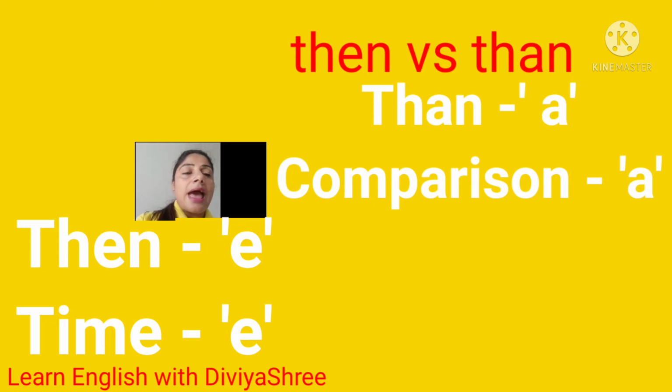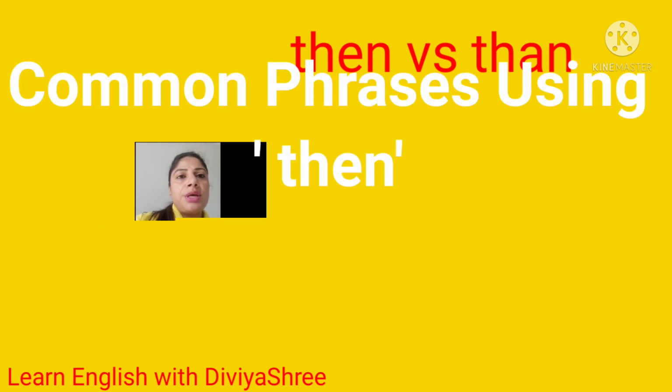And "then" you use when you are not doing any kind of comparison, when there is a relationship of time. You are talking about time, right? So then you use "then." Okay guys, I hope the difference is clear to you. Let's see further. Most of the time the very common use is "then." So here are some common phrases where you can use "then."